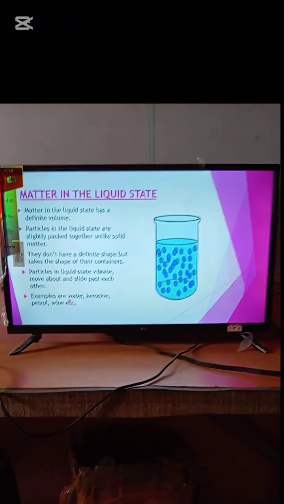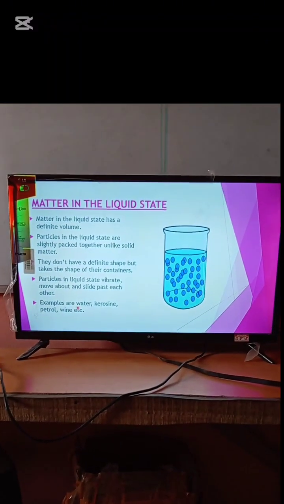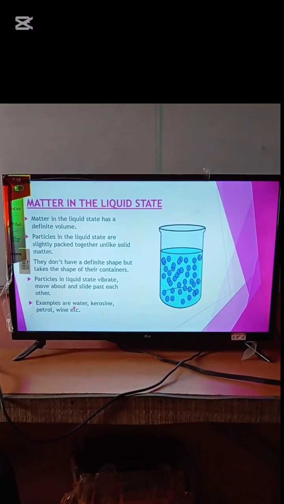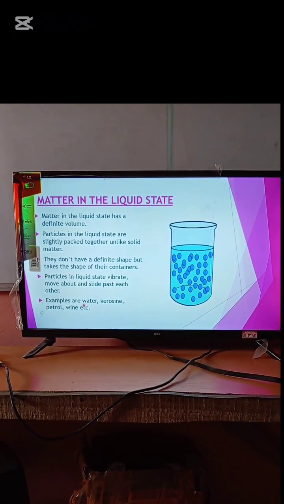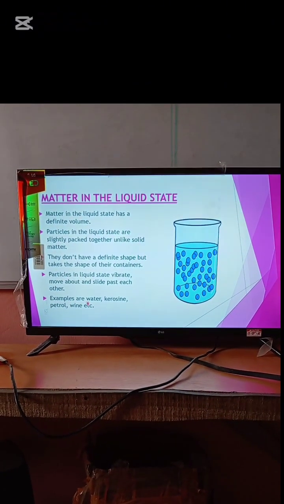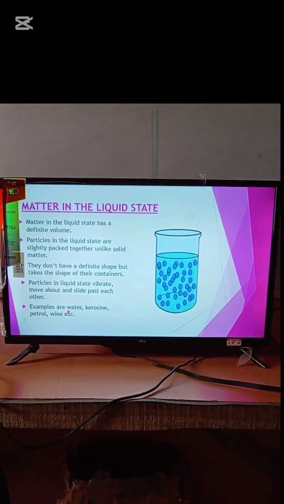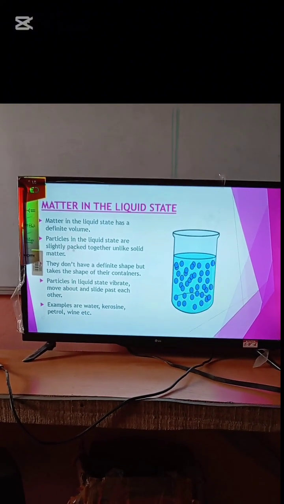So their particles are tightly packed together. They have a definite shape and volume. But on the other hand, the liquid state, their particles are slightly packed together. Then the third one is the gaseous state of matter.